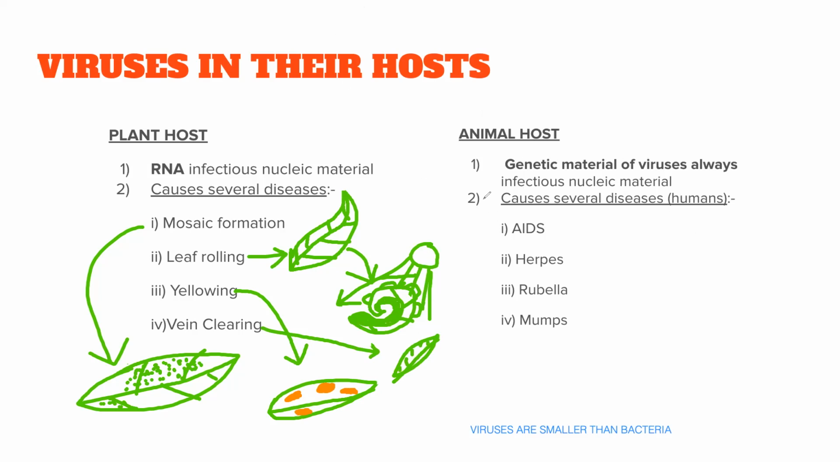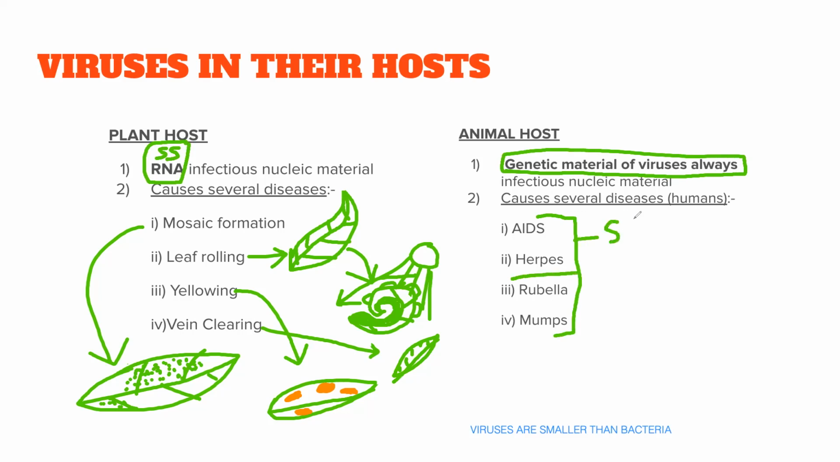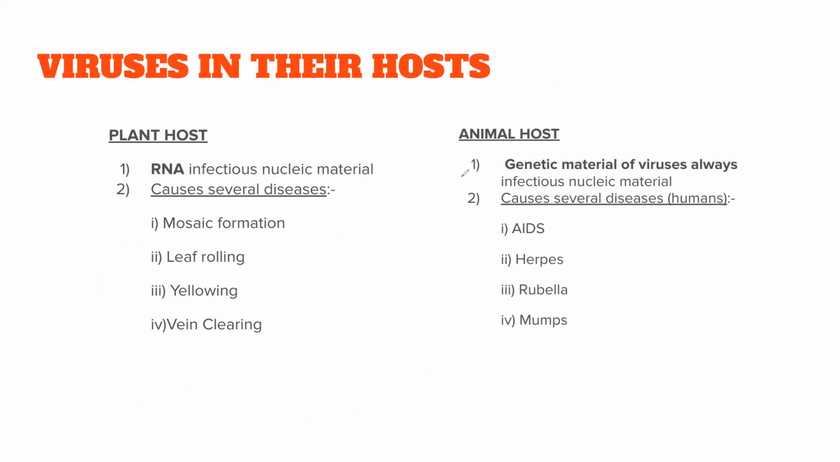And in animals, the genetic material of viruses always infects the nucleus. So we will go ahead and find out what type of genetic material. So here you have single-stranded RNA only. Okay, plants are only infected by single-stranded RNA. So there are several diseases in humans: you have AIDS and herpes, rubella and mumps. AIDS and herpes are STDs, and rubella and mumps are normal viruses. So these are your viruses and their hosts.